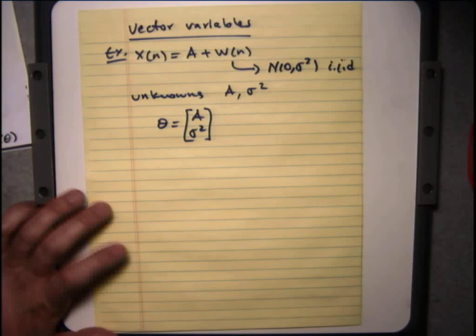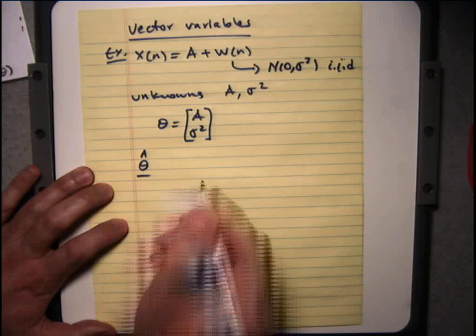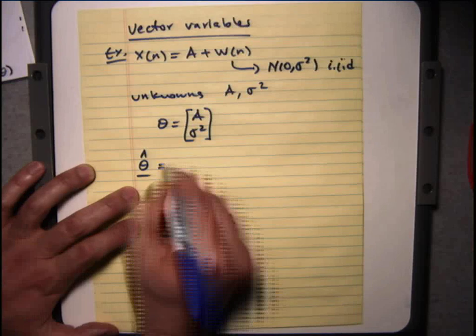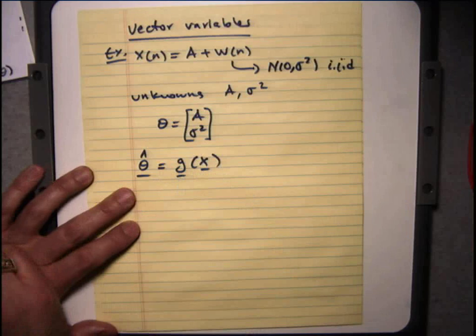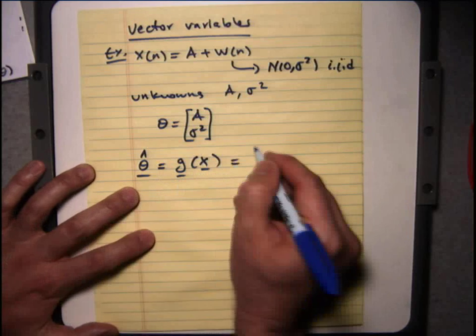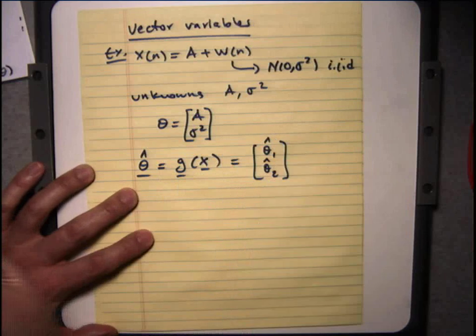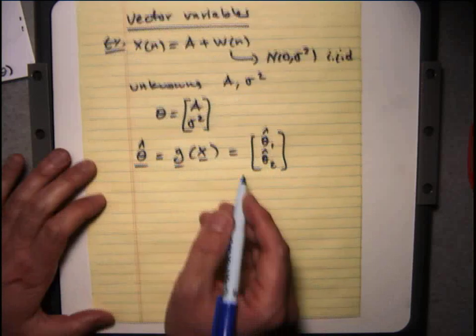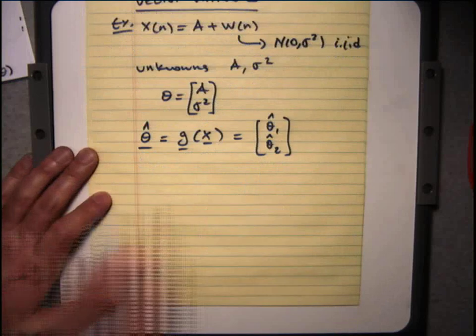Now the parameter theta is [A, sigma squared], which is a vector. So my estimator is going to look like this: theta hat with a little bar underneath it. This is going to be a vector estimate of both of these parameters, some function g of the data again. So this is basically theta 1 hat, theta 2 hat, and so on. The same is true if you have n variables that you're trying to estimate. So how do we define the bias and the variance in this case? This takes a little bit more doing.